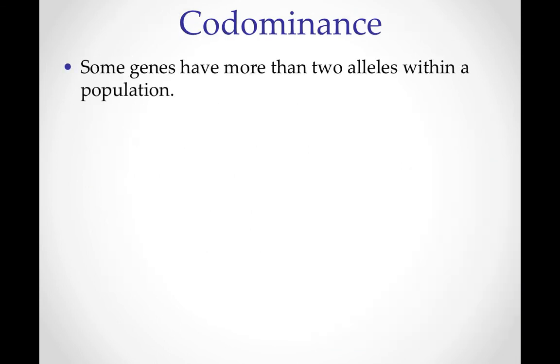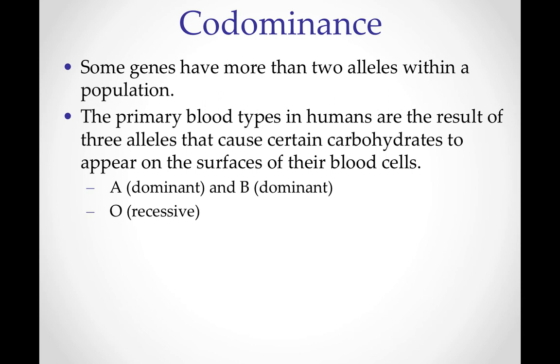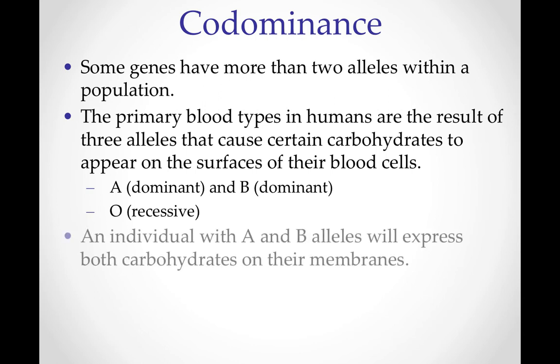Codominance. Some genes have more than 2 alleles within the population. The primary blood types in humans are a result of 3 alleles that can cause certain carbohydrates to appear on the surfaces of their blood cells. A is dominant and B is dominant. O is recessive, so we have codominance here. An individual with A and B alleles will express both carbohydrates on their membranes.